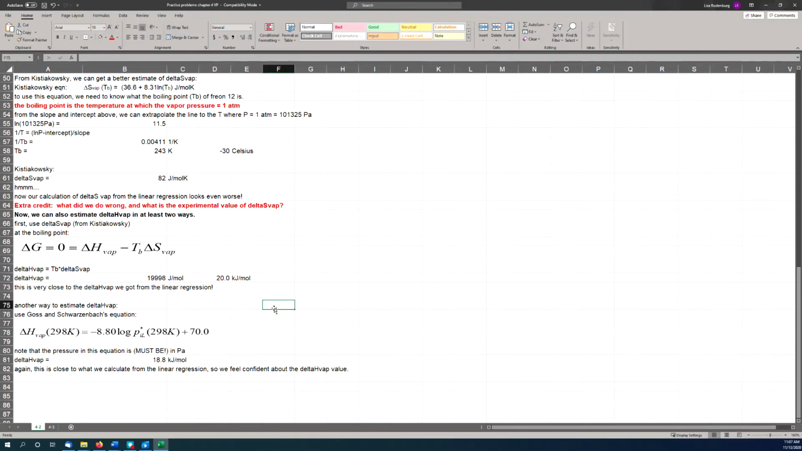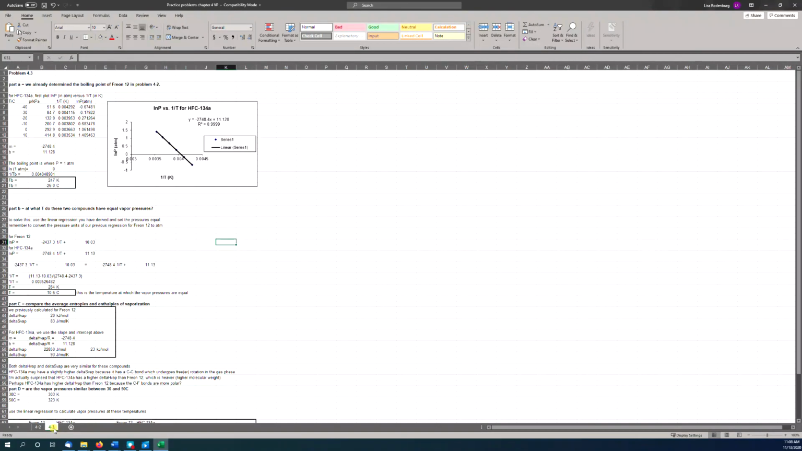So that's 3 different ways of getting delta H of vaporization and in some cases also getting delta S of vaporization for any organic chemical. And in the next video, I'm going to do example problem 4.3, which is similar but with a wrinkle because it's for a different chemical.